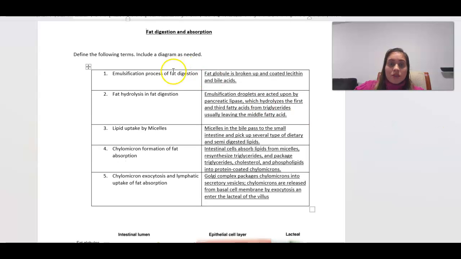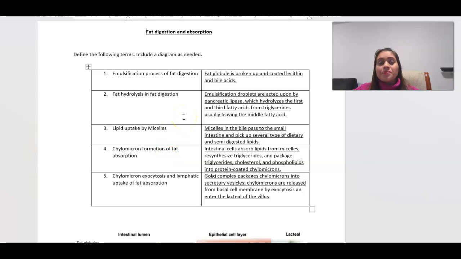There are 5 terms. The first one is the emulsification process of fat digestion. Second, fat hydrolysis in fat digestion. Third, lipid uptake by micelles. Fourth, chylomicron formation of fat absorption. And fifth, chylomicron exocytosis and lymphatic uptake of fat absorption.